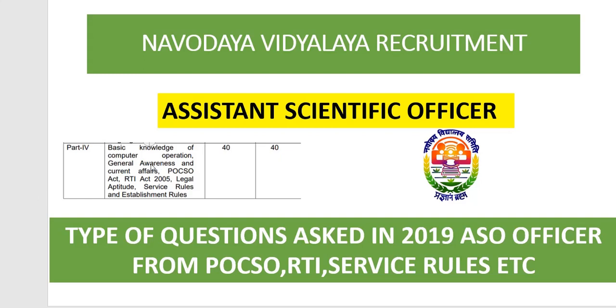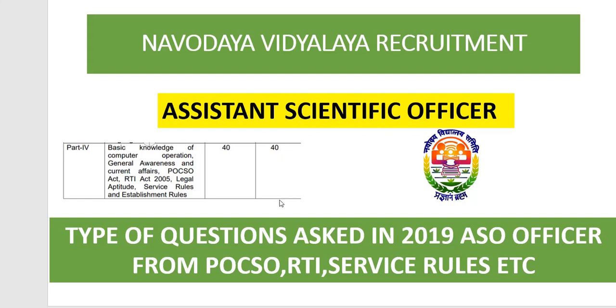This is the part where most of the students are confused with respect to the basic knowledge of computer, general awareness and current affairs, POCSO Act, RTI Act, legal aptitude, service rules and establishment rules. This is one of the important parts because it consists of 40 marks, and 40 marks can play a huge role in your examination. Since the last date for application is 10th of February, you still have time.